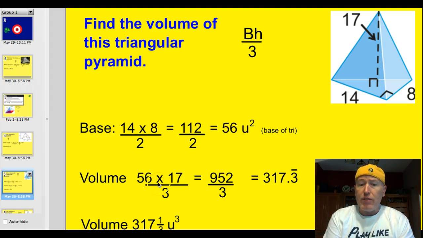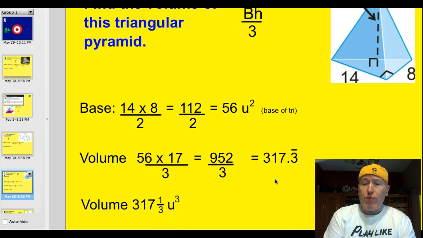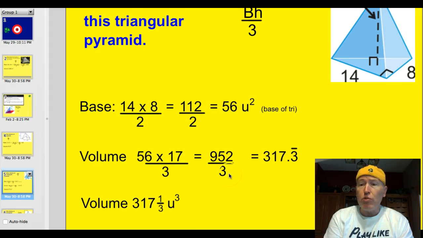Now, the base of the triangle times the height of the pyramid from base to apex, that's 952 divided by 3, which is 317.3 repeating. Or I think the best way to write this is to flip that to a fraction and say it's 317 and 1/3 units cubed.